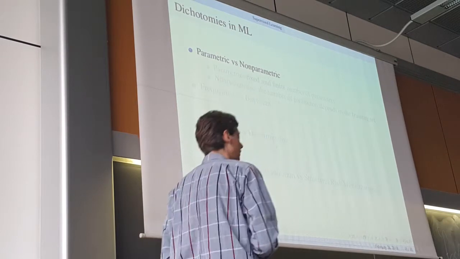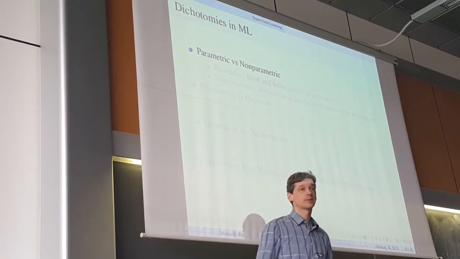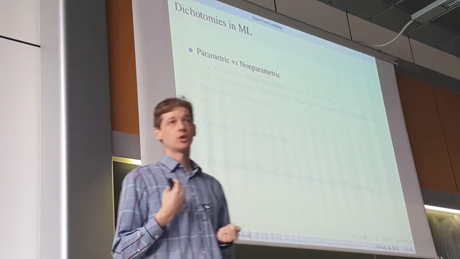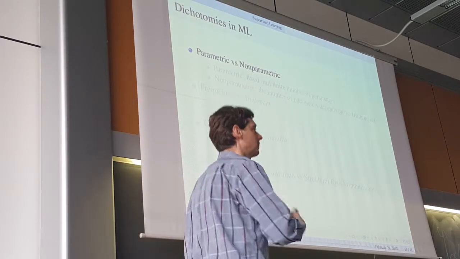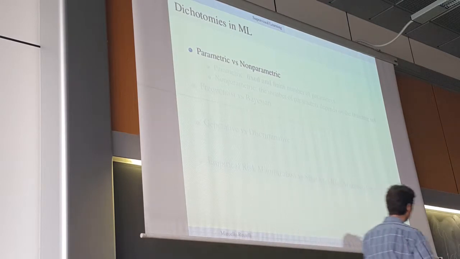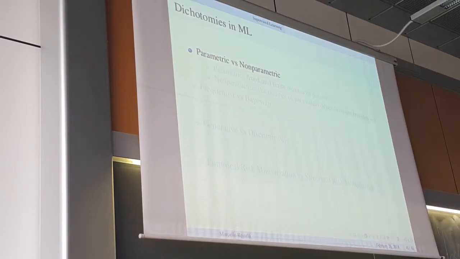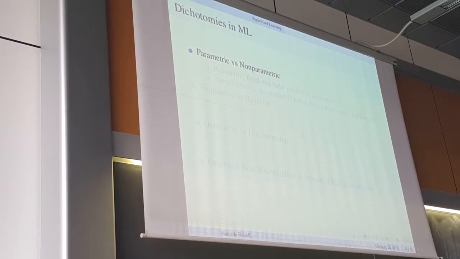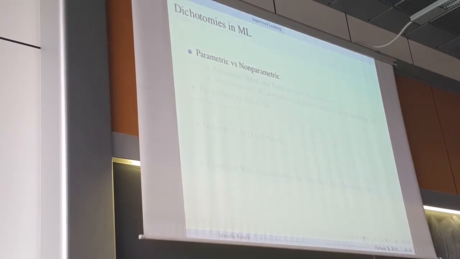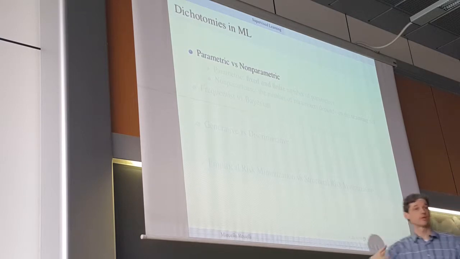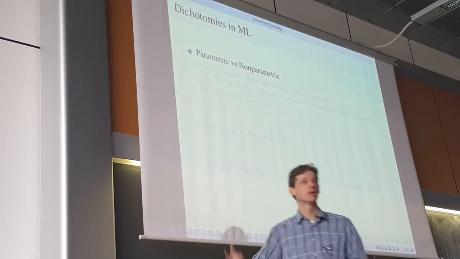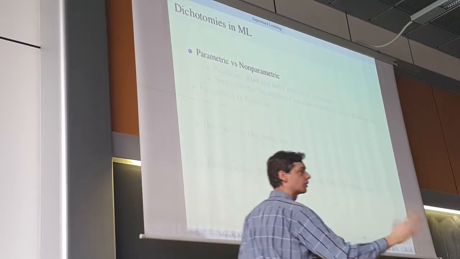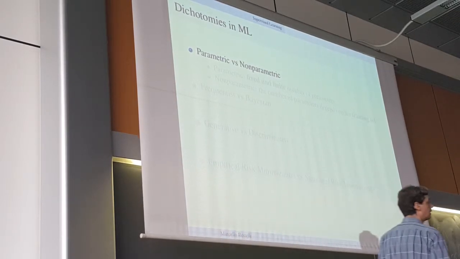The first dichotomy is between parametric methods and non-parametric methods. This is about the representation that you want to use to learn. Parametric means that the model you want to represent is a parametric function, so it's a function with some parameters. For instance, neural networks are parametric models. You have neurons with weights, okay? You want to find the parameters of the model that minimize your loss function.